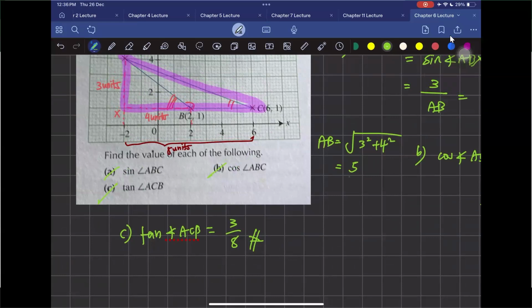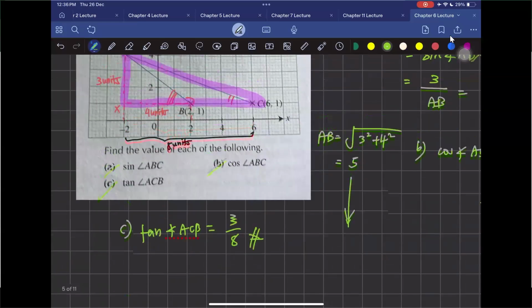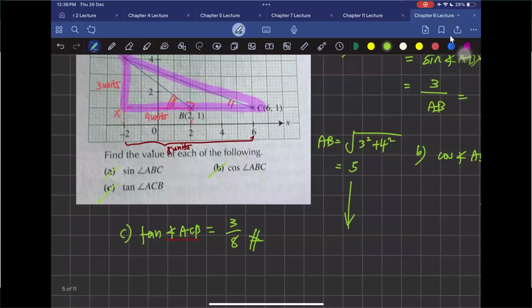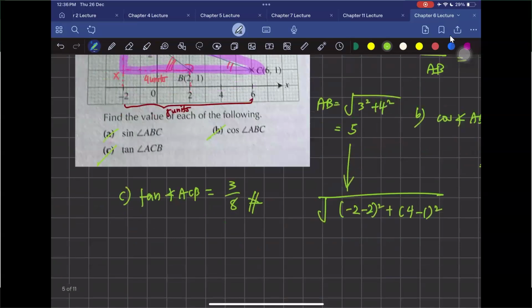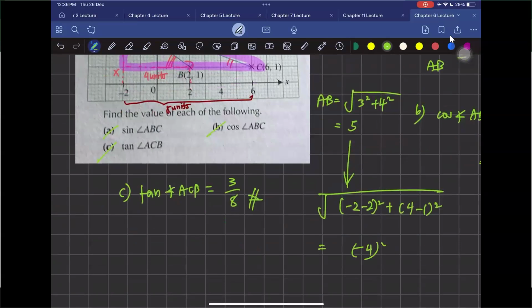Again, before we carry on, for your AB, you can either use this or you can use coordinate geometry. If you use coordinate geometry, you would get the square root of minus 2 minus 2 squared plus 4 minus 1 squared, so minus 4 squared plus 3 squared, 16 plus 9, square root, and you get 5. This is just to show that you can use either Pythagoras theorem or coordinate geometry.